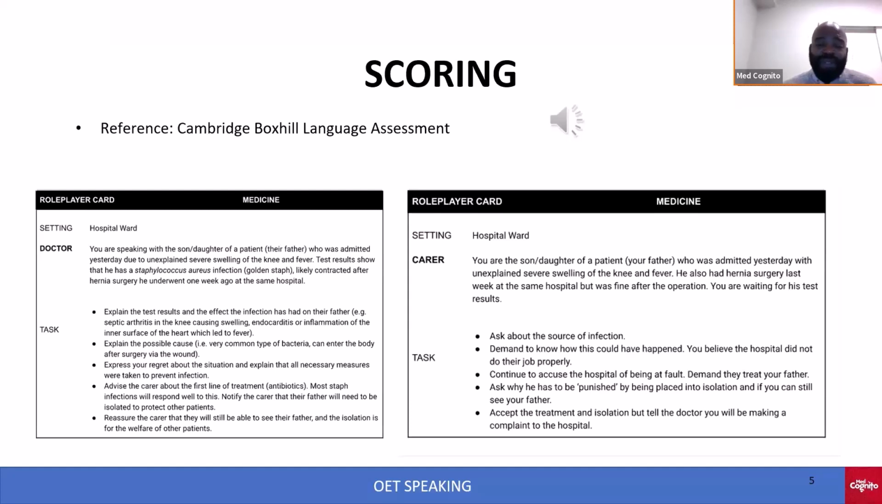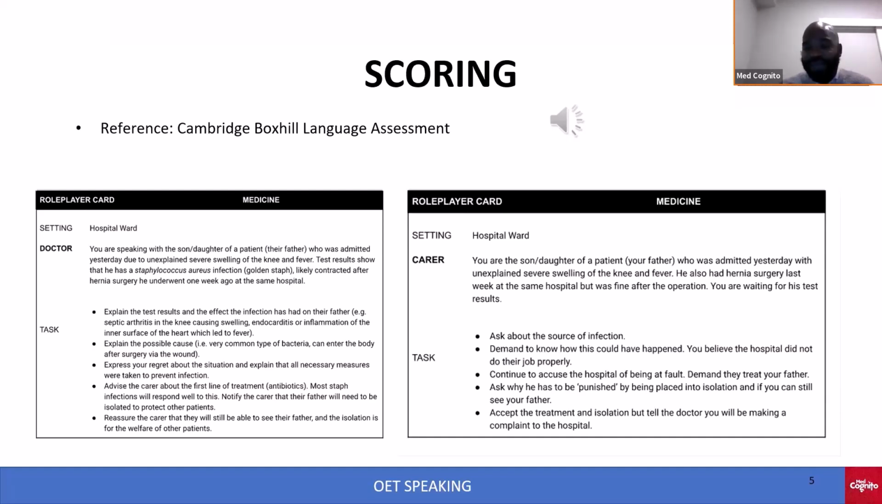Now, on the side of the examiner, in this case, the carer, you see that their task is different. They are to ask you about the source of the infection. They'll demand to know how this happened. You believe the hospital did not do their job properly. So that's the role that he's going to be playing. So he may be a little bit antagonistic. Continue to accuse the hospital of being at fault.